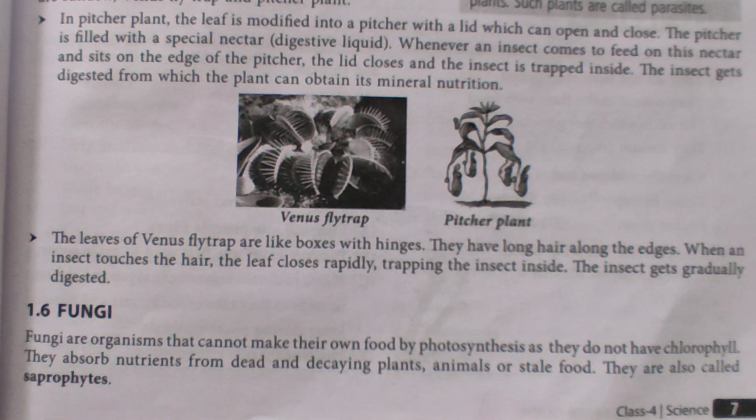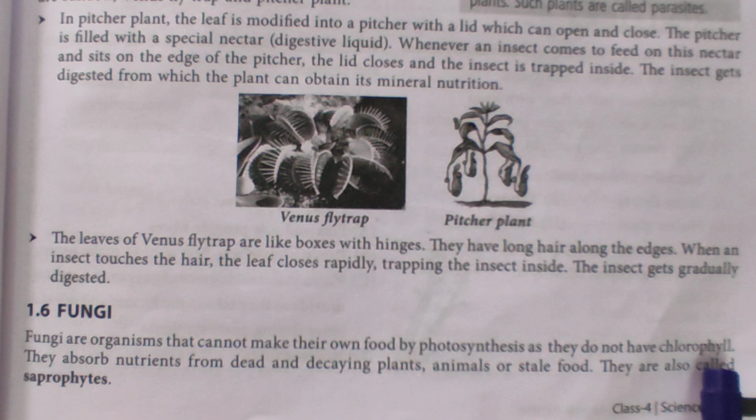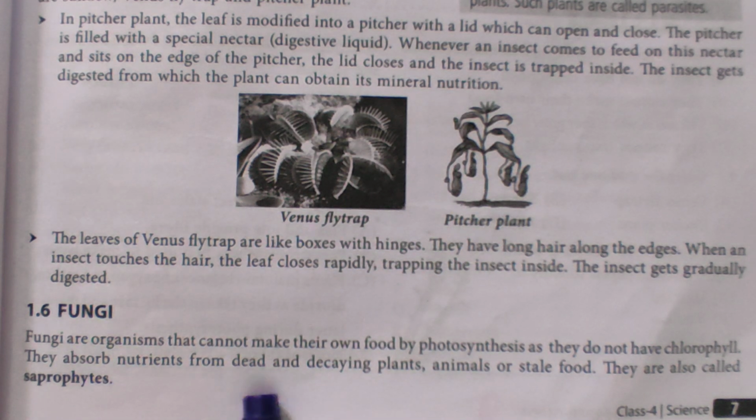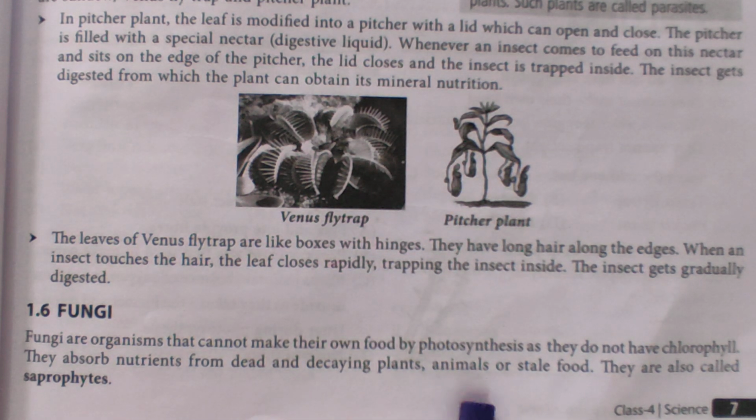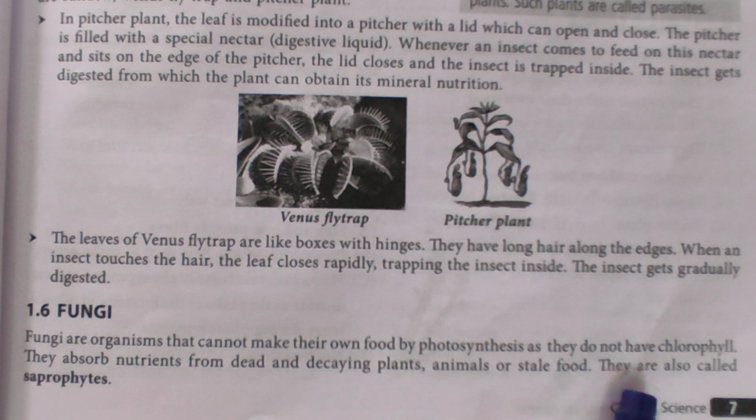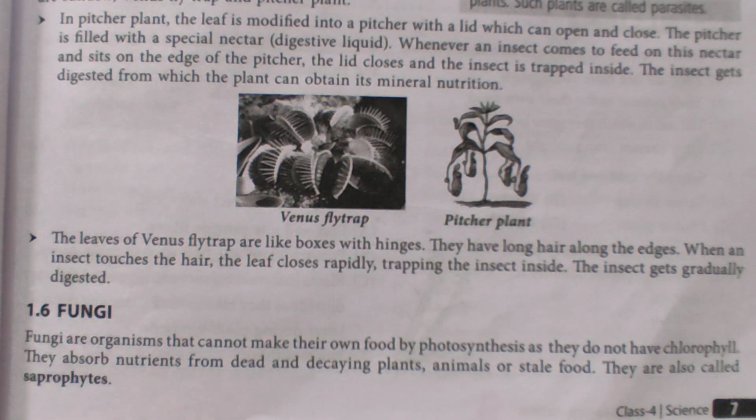Now next is what? It's fungi. So fungi are organisms that cannot make their own food by photosynthesis as they do not have chlorophyll. They absorb nutrients from dead and decaying plants, animals, or stale food. They are also called saprophytes.